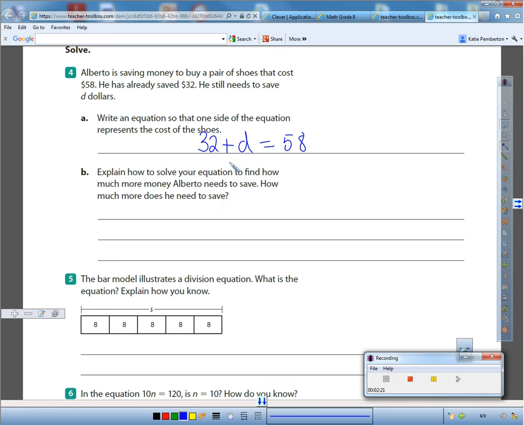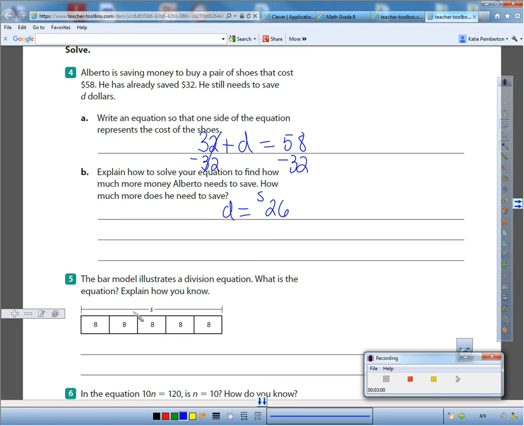So to explain this, you could say something along the lines of, you're going to use inverse operation. So you could subtract 32 from each side. And by subtracting that, you isolate how many more dollars he would need. So if you go 58 minus your 32, that's going to leave you with 26 more dollars he needs to save.